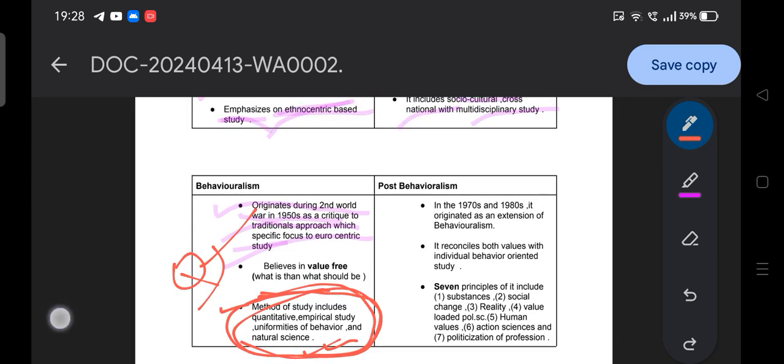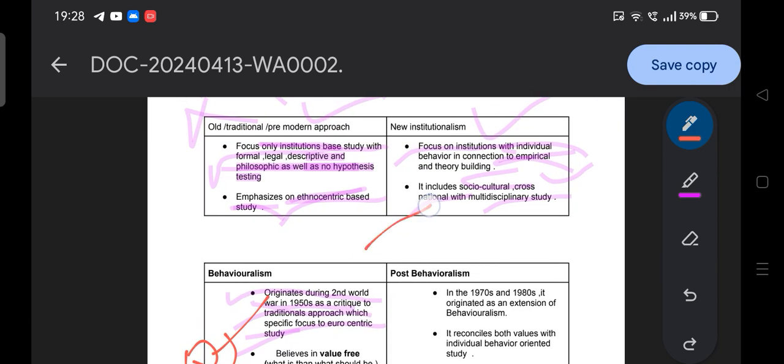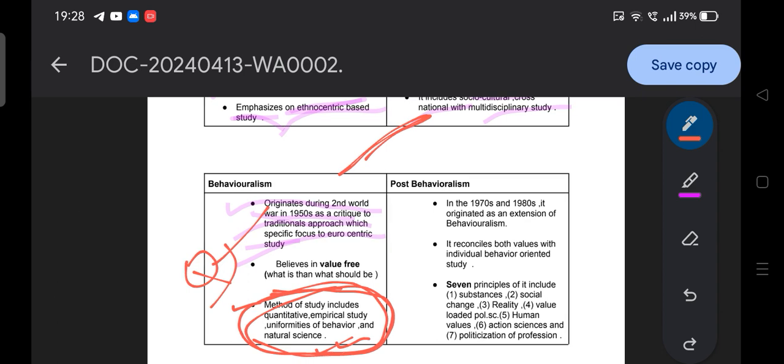If you ask, sir, are new institutionalism and behavioralism similar in context, since new institutionalism also believes in cultural based, interdisciplinary study? I will say no. New institutionalism includes both approaches, the traditional and behavioralism, but behavioralism is specifically a critique to the traditional approach. So do remember that. Then moving to the next.